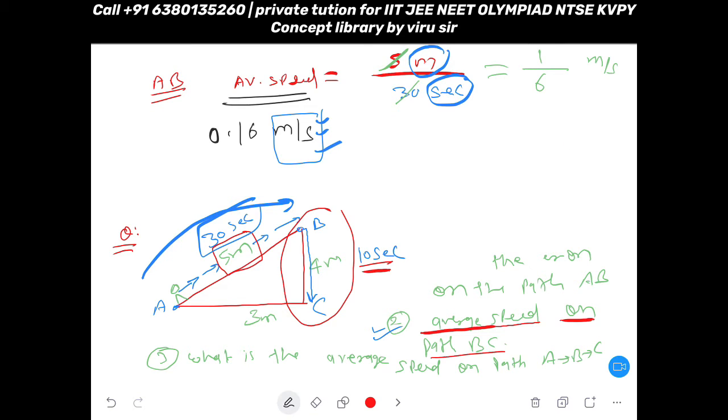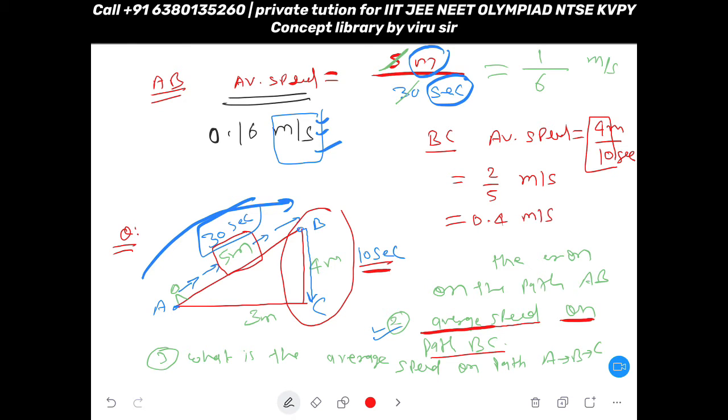Okay, so for path BC, your average speed is nothing but distance 4 meter and time taken 10 second. So you cancel by 2, and you get 2 by 5 meter per second. Or you can simply write 4 by 10 as 0.4 meter per second. This is also a good technique. If you have 4 by 10, directly write 0.4 meter per second. Okay, so we got this much.